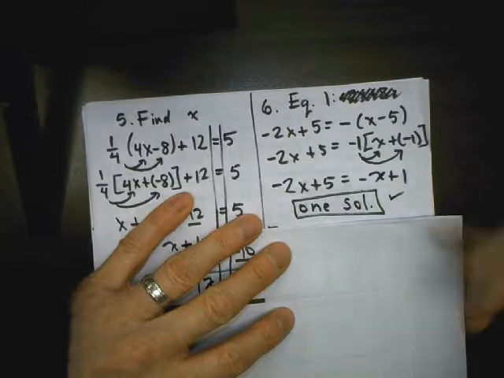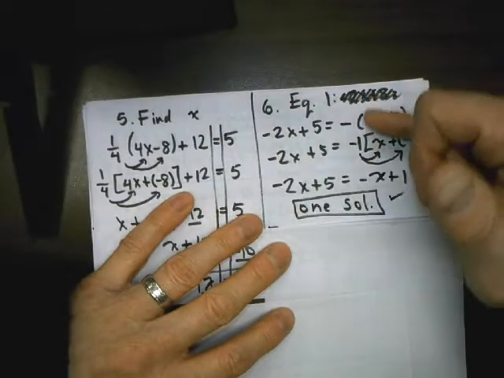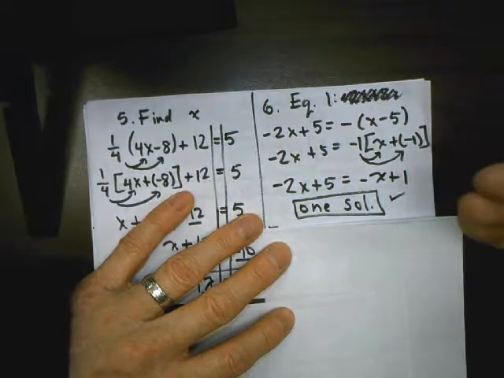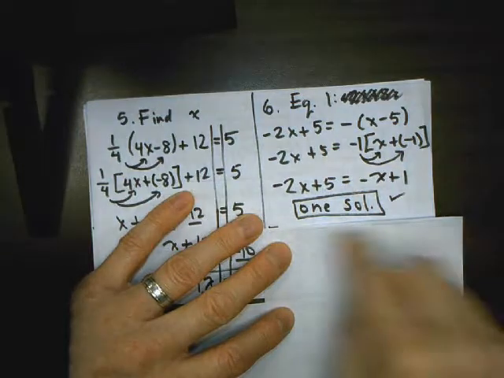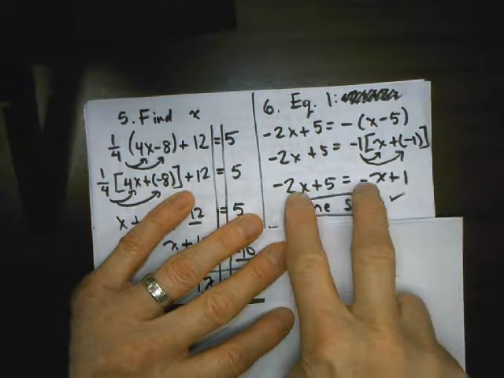Or sometimes the directions say which of these is infinitely many or no solution. And I would know that I wouldn't choose this one because this has one answer. Okay, this is going to have an answer. My x's won't cancel out because I have different coefficients.